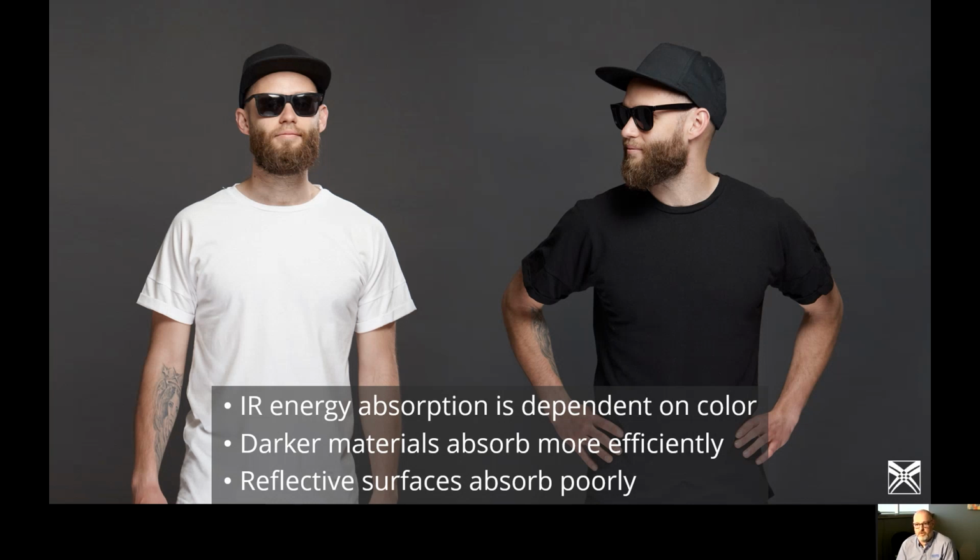Now you'll also notice this last bullet on the page, reflective surfaces. If we take this to an extreme, reflective surfaces just don't work. They don't work very well at all. Whereas we're trying to get the material to absorb IR, a reflective surface such as chrome or something like that will just reflect it, and it won't absorb the energy.